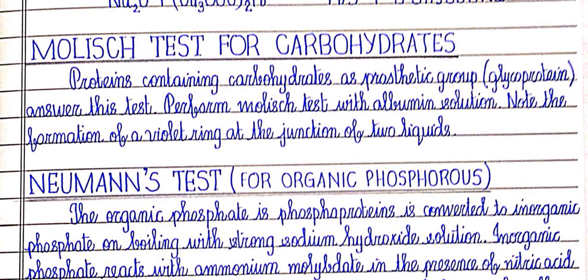And Molisch test for carbohydrates. Proteins containing carbohydrates as a prosthetic group, glycoproteins, we know that, answer this test. So perform the Molisch test with albumin solution. Note the formation of a violet ring at the junction of two liquids.